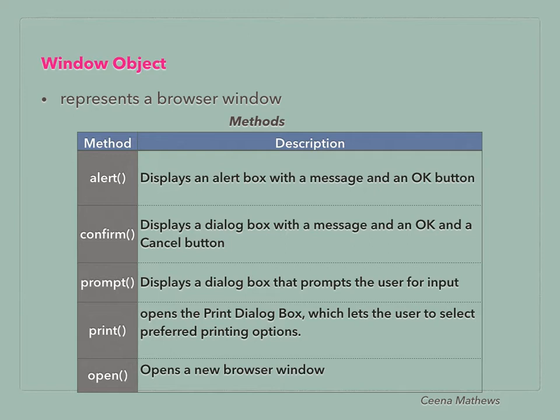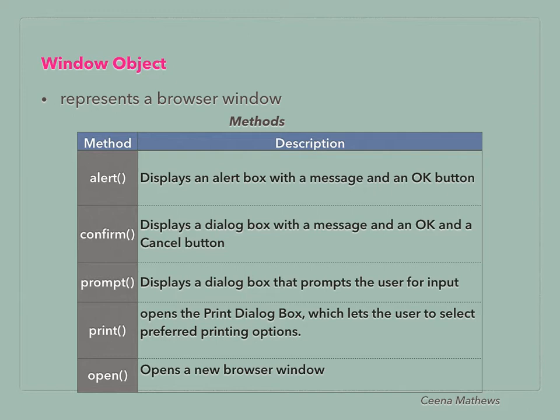First is the window object. It represents the browser window. As I said before, objects have methods, events, and properties, and these are some of the methods of the window object. One is alert, that is the alert dialog box. It displays the alert box with a message and an OK button. And confirm displays a dialog box with a message and an OK and cancel button. Prompt displays a dialog box that prompts the user for input. These three methods I have mentioned previously in another video in detail.